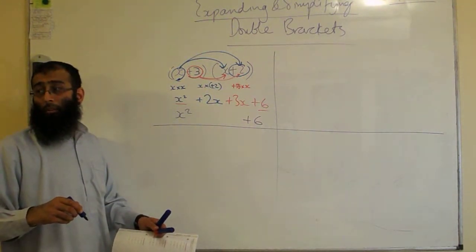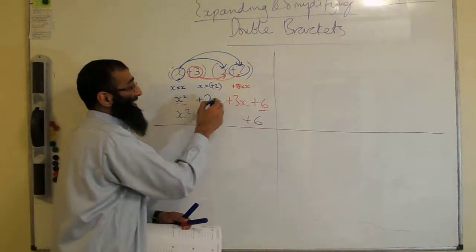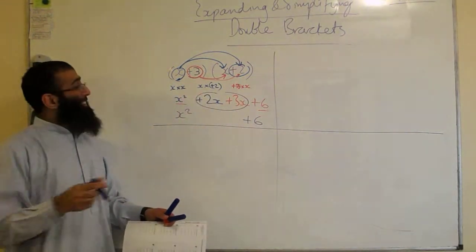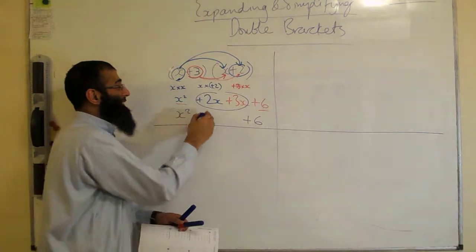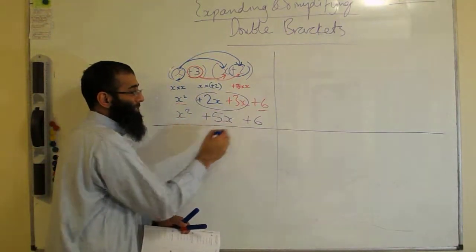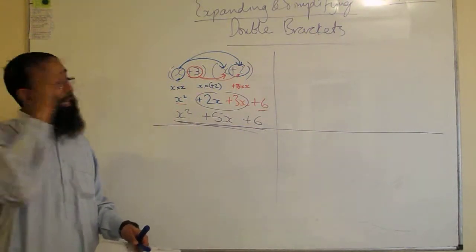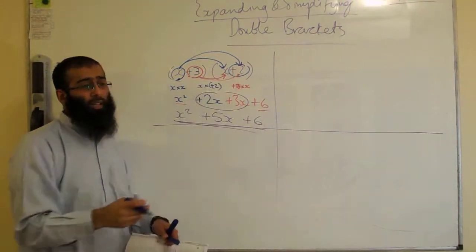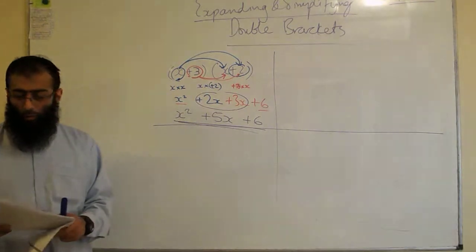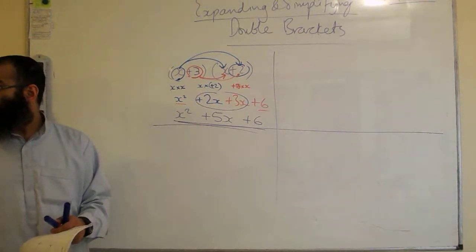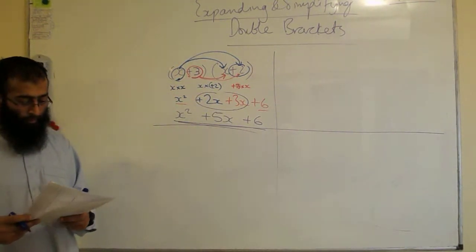So we have 2x plus 3x, that will give us plus 5x. That's the first one done. All the numbers are positive in here. Now let's have a look at another one which has a mixture of negative and positive as well.